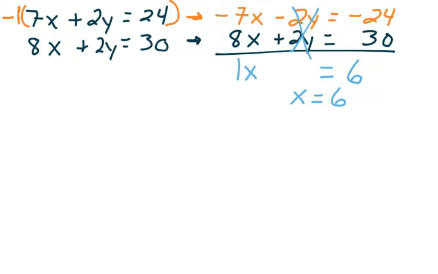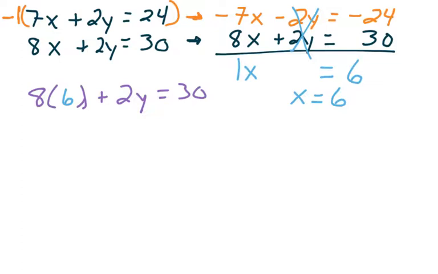I might make a mistake there. But again, it does not matter which of the original problems you go in to check. Okay? So I'm going to go into that second one, and it's 8 times that x value plus 2y is equal to 30. So again, I'm just substituting the value of 6 in for x.